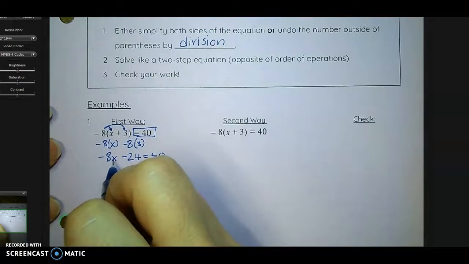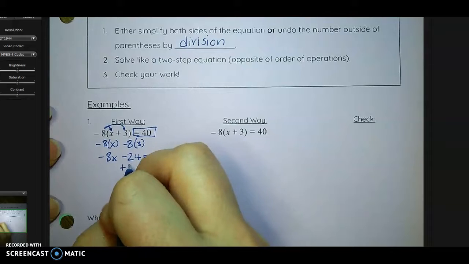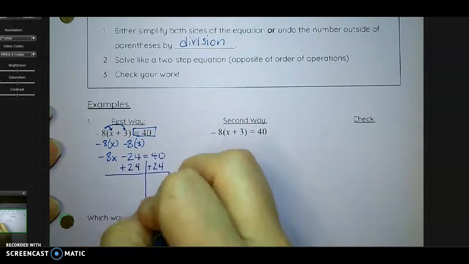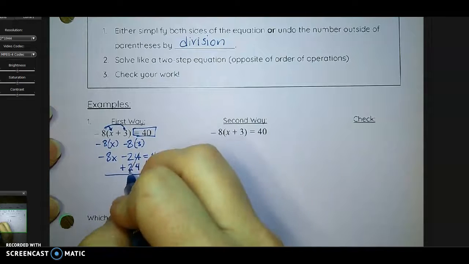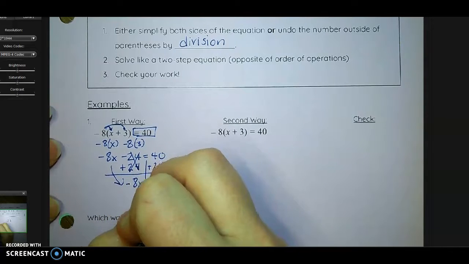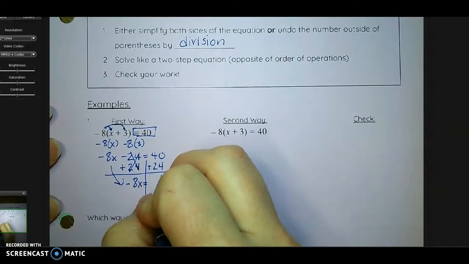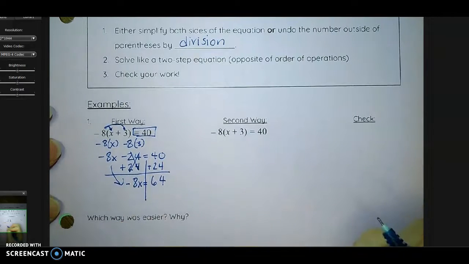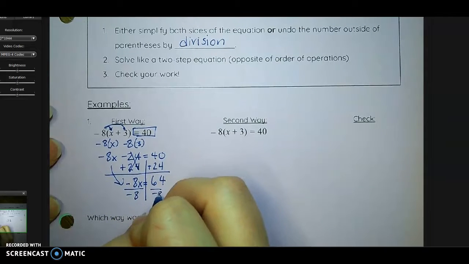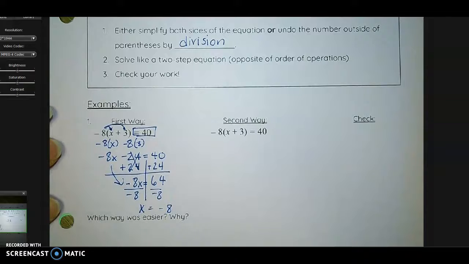My x, I see it's being multiplied, but it's also having something taken away from it. So I'm going to take care of the taking away part first. I'm going to add 24 to both sides. Remember, that cancels that out. So right now I have a negative 8x left. And over here I have 40 plus 24, which will give me 64. I would then divide by negative 8 and get that x equals negative 8.